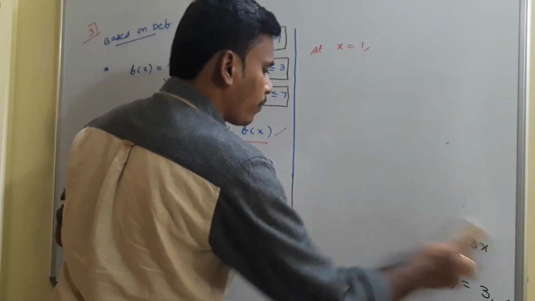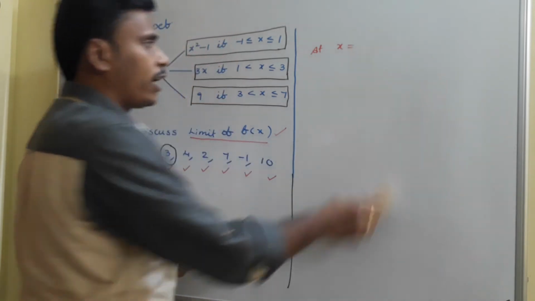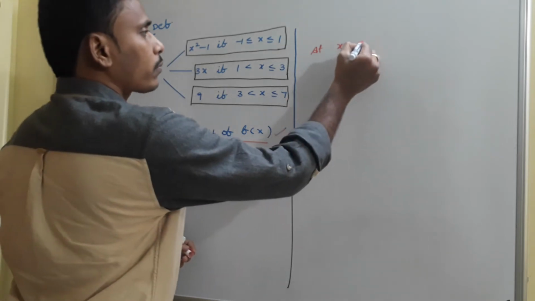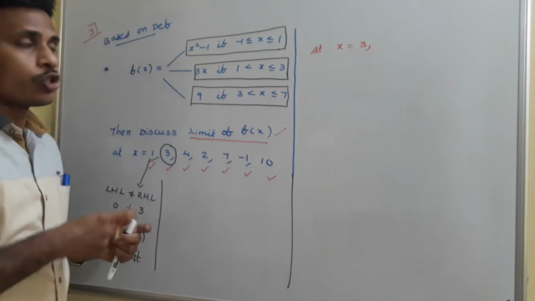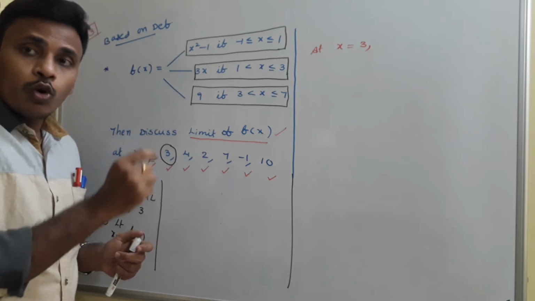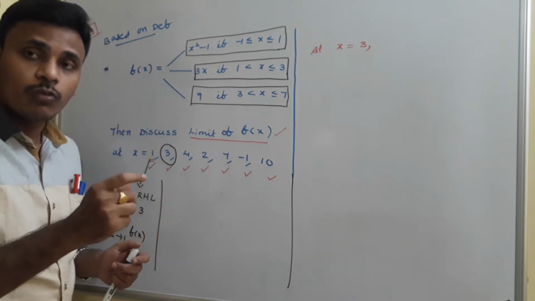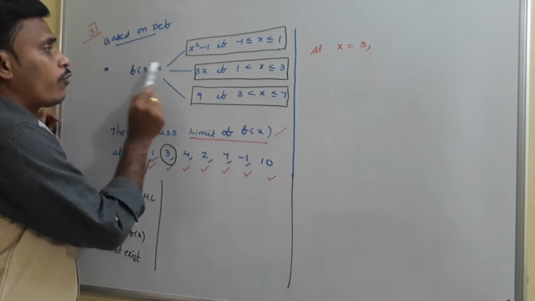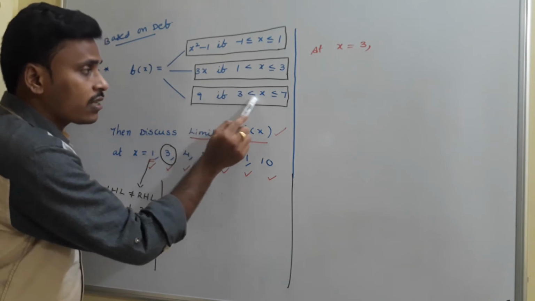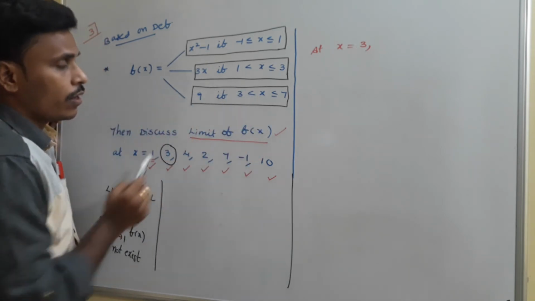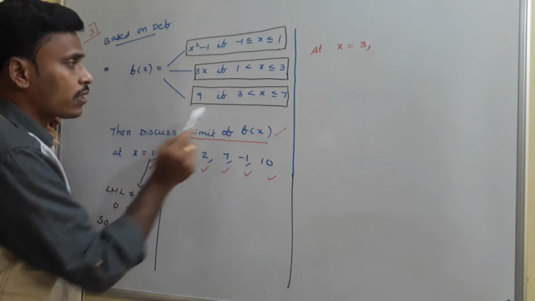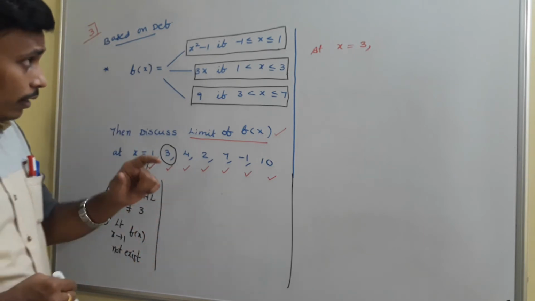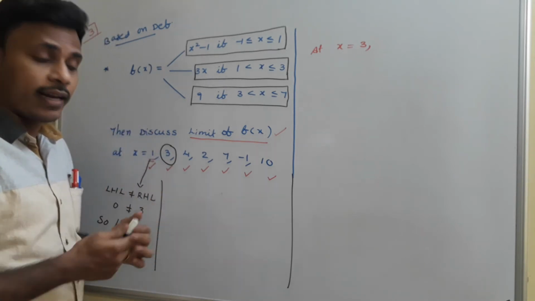At the end of this problem, I think you all will get a clear idea related to problem solving of limits, right? At x is equal to 3. First of all, in the neighborhood of 3, in the sense of left side of 3 and right side of 3, what is the function? First of all, think about it. Here x less than or equal to 3, f of x is 3x. Here 3 less than x, in the sense x greater than 3, f of x is 9. So left side of x, the function is 3x, right side of x, the function is 9. So you need to discuss the left hand limit, right hand limit and everything.